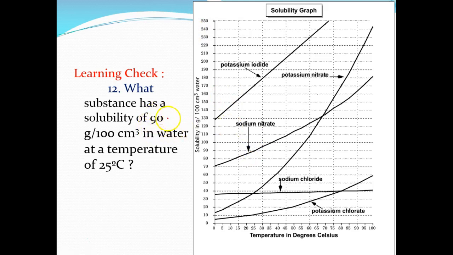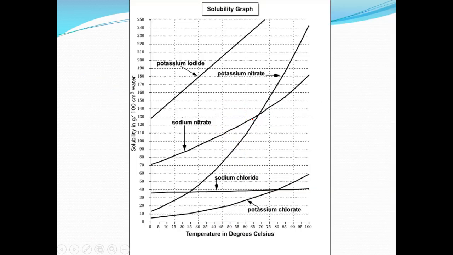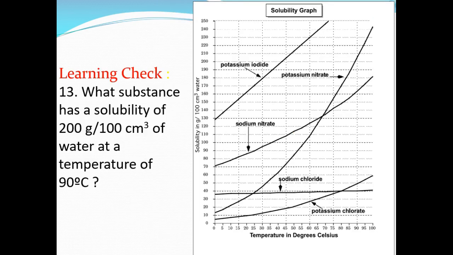So it says, what substance has a solubility of 90 grams in 100 grams of water at 25 degrees Celsius? What do you do? You come over here to 25 degrees Celsius, and you go all the way up to 90. You hit here, and guess what? It's sodium nitrate. Okay? So pause the video and give this a try.